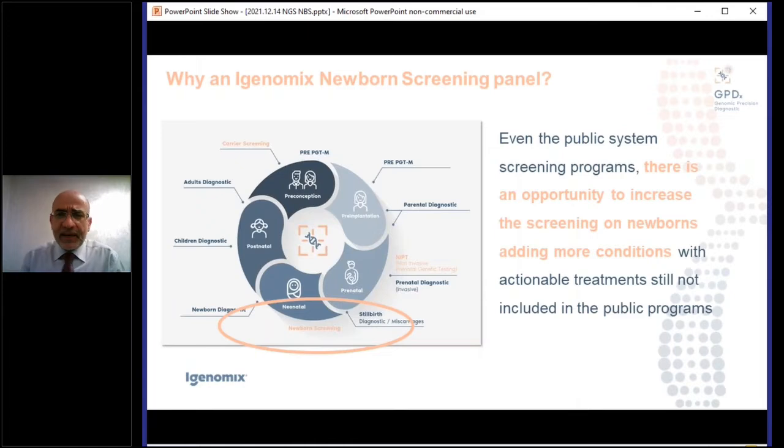Finally, this is my last slide, about why Igenomix decided to add this test. If you look at this figure, at Igenomix we do diagnostics, mainly in children, but also for adults and neonates. We do carrier testing and pre-implantation genetic testing. Also, we do prenatal testing and screening, and also testing for stillbirth.